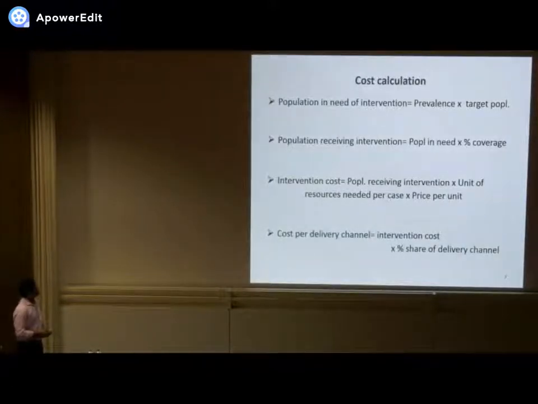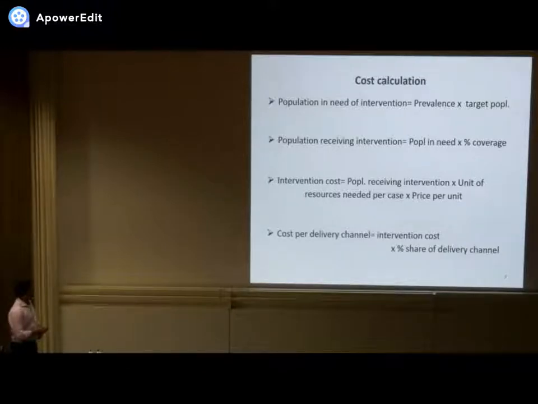For the cost calculation, this is the built-in model in the One Health tool. We need to estimate the population in need based on the prevalence and target population for each intervention. Then we estimated the population receiving the intervention, or beneficiaries. That is the population in need and percentage coverage by the public facilities only, because there are private sector and NGO sectors also providing ESP services, but that is not in the scope of this study.